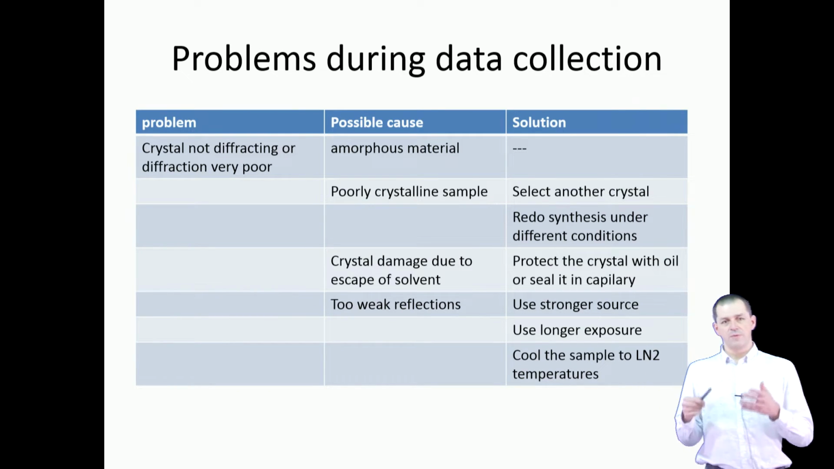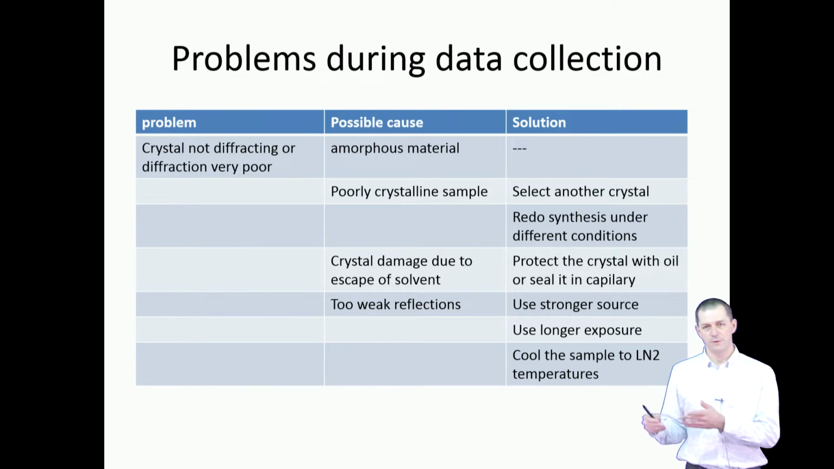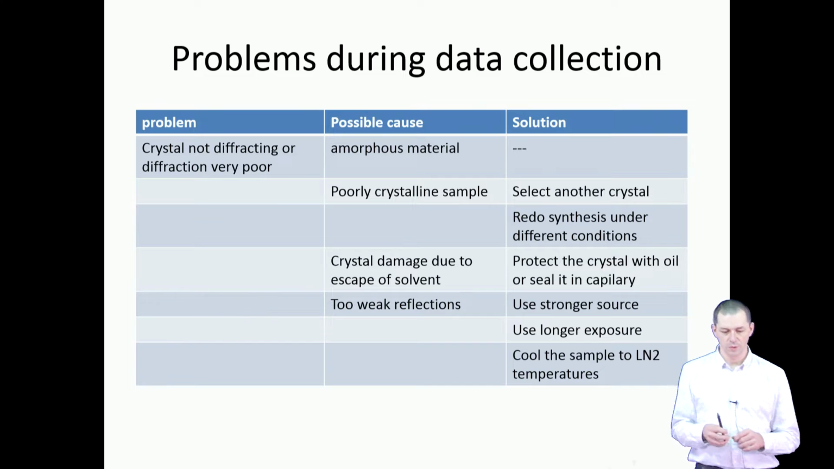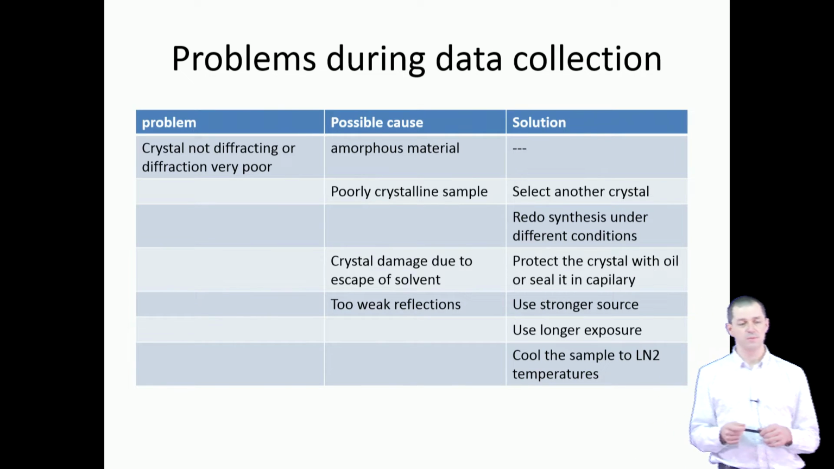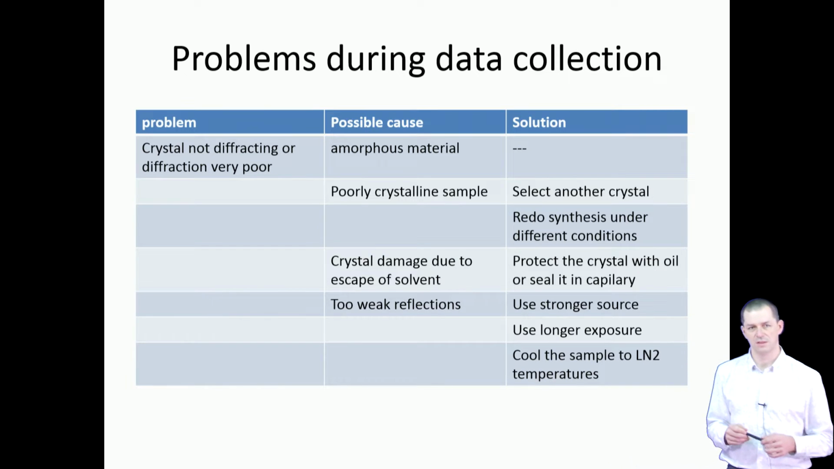You can also have something that is crystalline but poorly crystalline. Then there is a chance that another crystal will look better. So you can try another crystal. Sometimes you really need to try 5, 10, 20, 30 crystals before you find one that's usable.